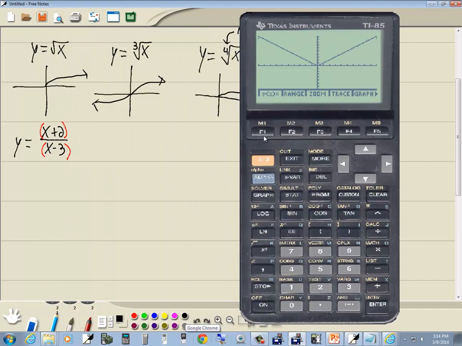So I come over here, and I want to go into my y equals, so press F1. Press clear to clear out that line. Beginning parentheses, x plus 2. Closing parentheses, divided by, beginning parentheses, x minus 3. Closing parentheses. And now I want to graph, so I'll do an exit to bring that menu down, and then I choose F5, the button right below the graph.